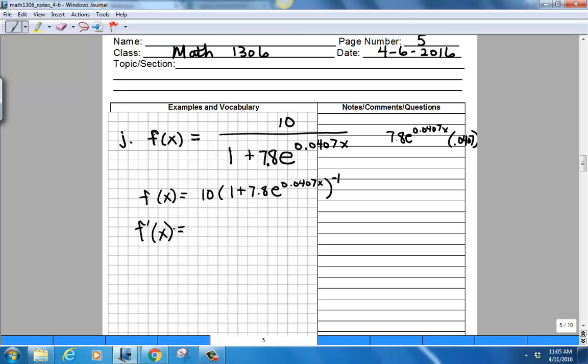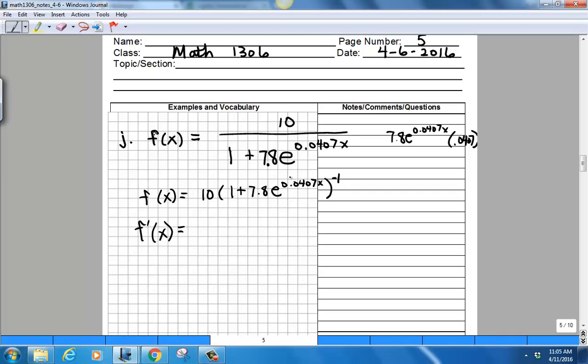When you want to multiply the 10 in, you cannot multiply the 10 in, because all of this is raised to the minus 1 power. But that's okay. I don't need to multiply the 10 in, because now I can find the rate of change just by using the power rule.